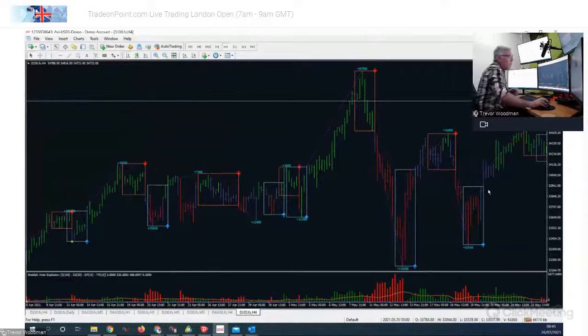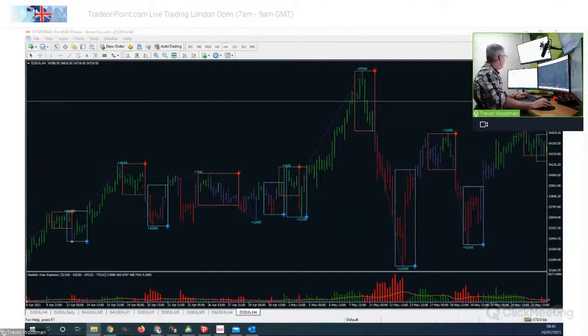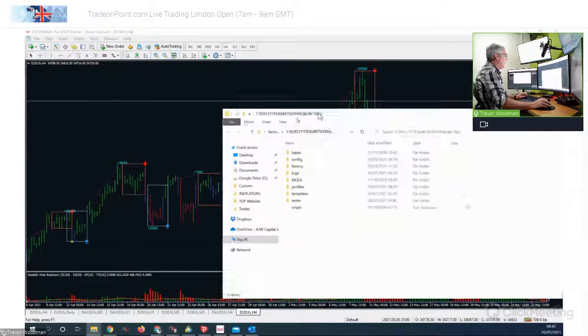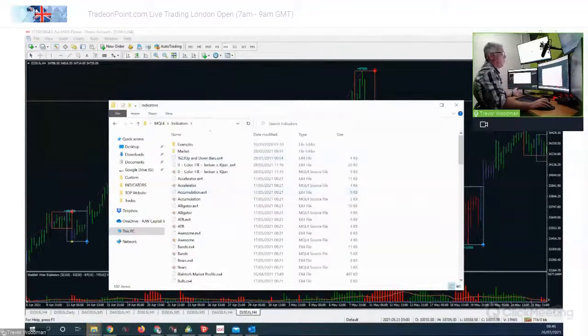So what you do is basically load the indicators in. You know how to do that. You just go to File, Open Data Folder. Once your data folder opens, and then load the indicators into the indicator folder. Open Data Folder should come up, and then here you go, empty for indicators. Throw all the indicators into there.